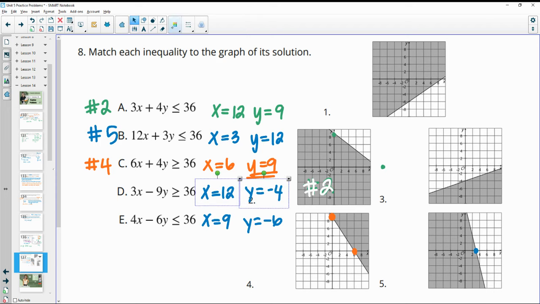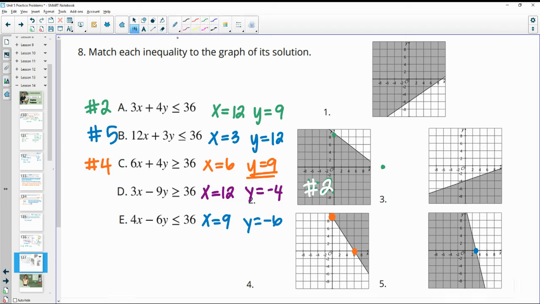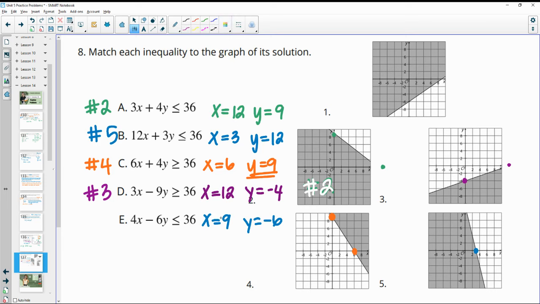We could look at this one and see where X equals 12 and Y equals -4. So look for Y equals -4 here. And you could imagine that it's going to cross at X equals 12. So that's graph number 3. And then that leaves this last one, X equals 9 and Y equals -6, to be graph number 1.